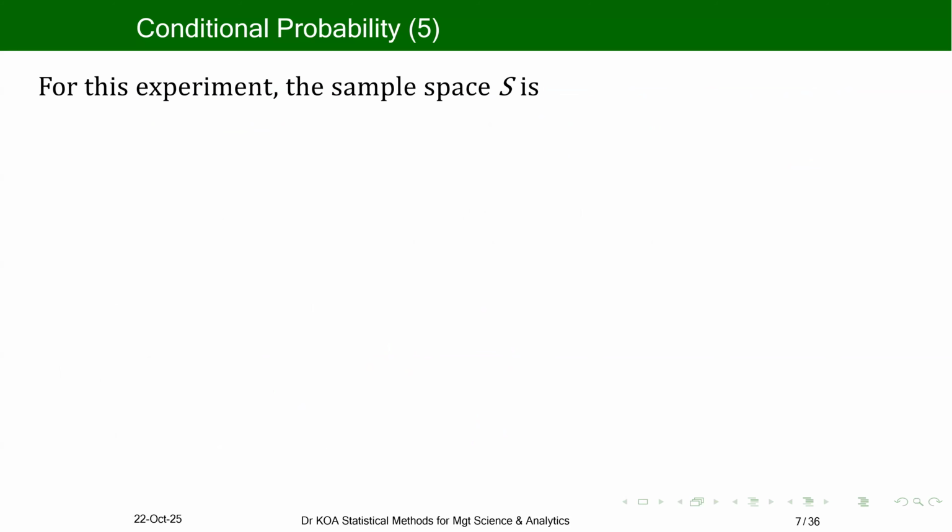From this experiment, I'm giving you a sample space: G1 and G2 for the green balls, G1 and R2 for the green and red balls, R1 and G2 for the red and green balls, and R1 and R2 for the red balls. In fact, these are all the possibilities that one can get. Now this is conditional.